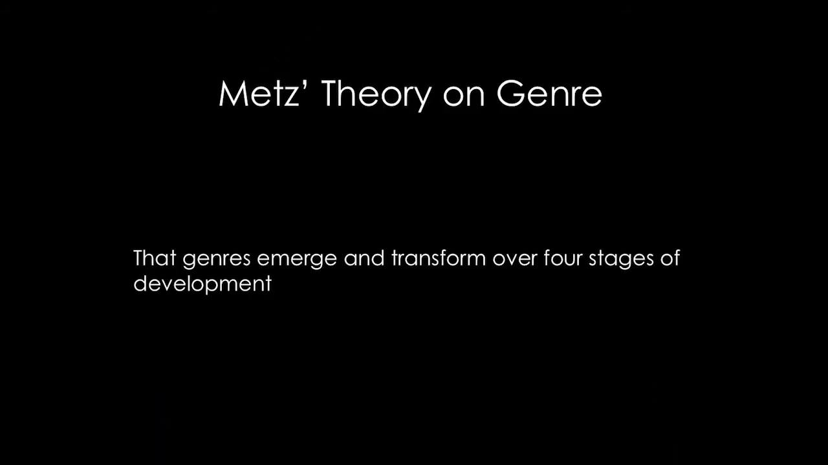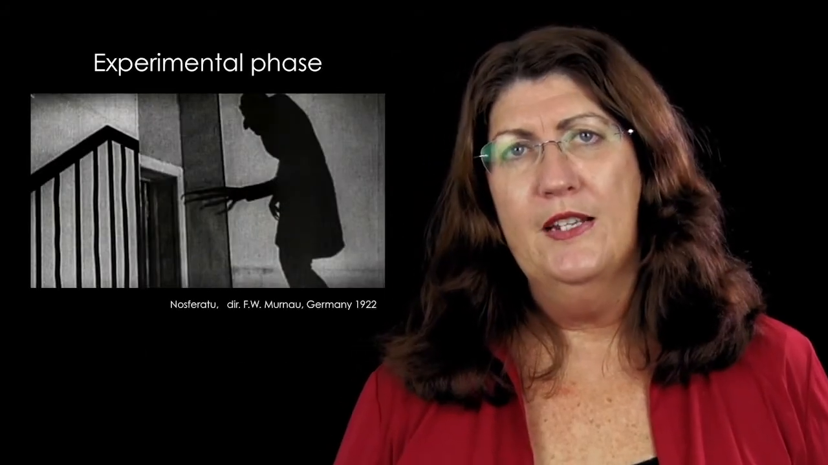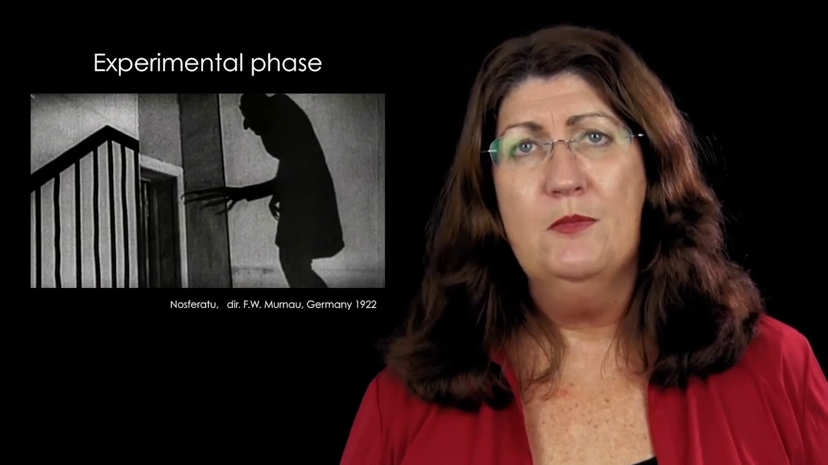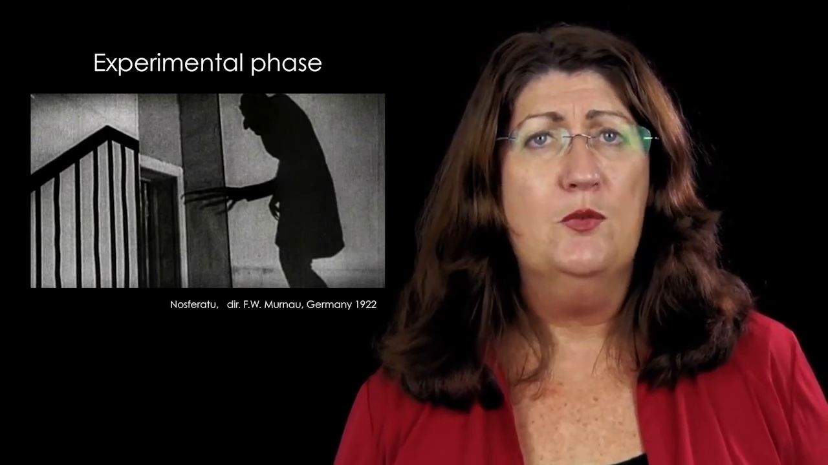Film scholar Christian Metz proposed a theory that a genre passes through a series of 4 developmental phases: experimental, classic, parody and deconstruction. The first or experimental phase is where the conventions began to be formalised. An example is Nosferatu, made in 1922, that introduced the vampire or horror film genre.